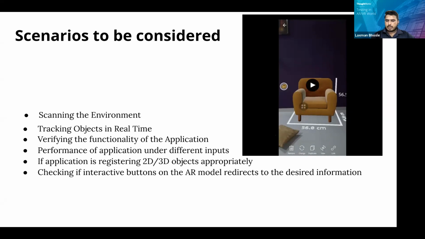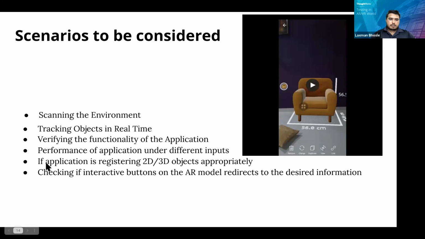Each application has some functionality. Like here, we have functionality like we can remove the sofa, we can change the sofa, we can duplicate it, we can view in 3D, we can see the backside of the sofa. This type of functionality we have to test in the AR application or VR application. Then performance of the application under different inputs. So here inputs are different lighting conditions, different spaces, different angles. So we have to verify all the inputs in different scenarios. We have to verify that also.